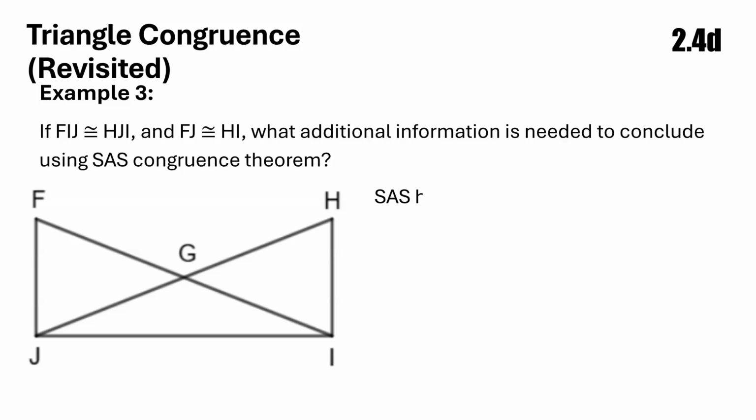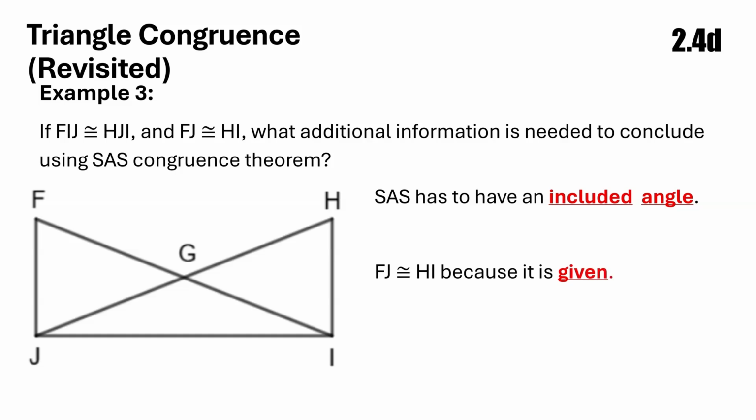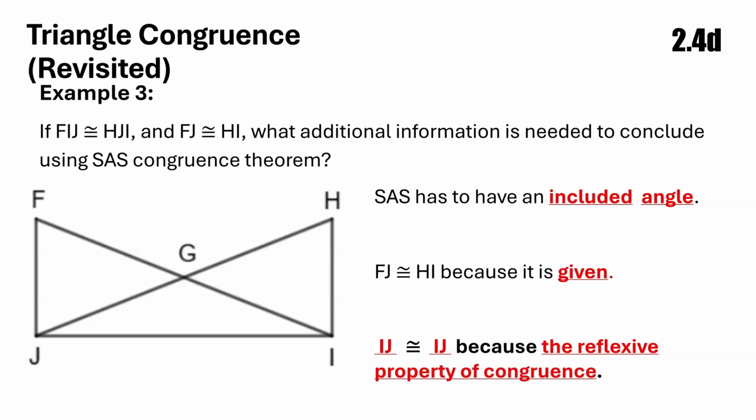The third problem asks what additional information is needed to prove that the triangles are congruent by side angle side congruence. Side angle side congruence has to have an included angle. Side FJ is congruent to HI because it is given. Side JI is congruent to JI because of the reflexive property of congruence. Because two sides on both triangles are congruent, the only thing missing for side angle side congruence is the included angle, and the only place for congruent angles would be angle FJI and angle HIJ.